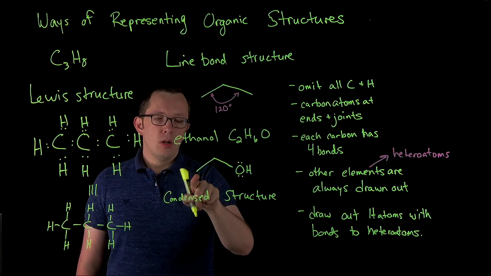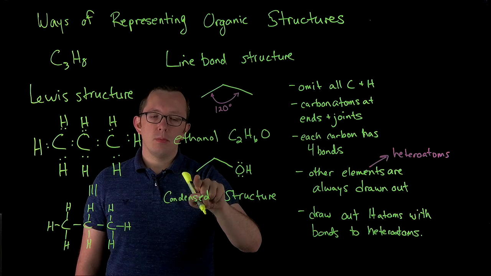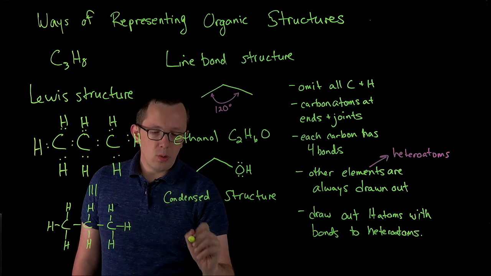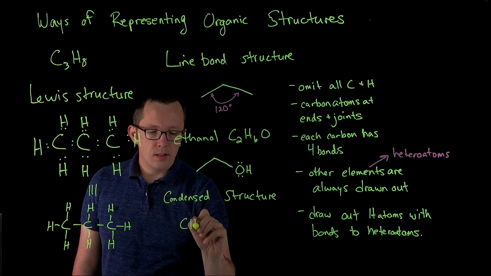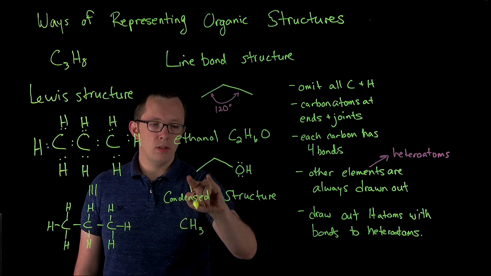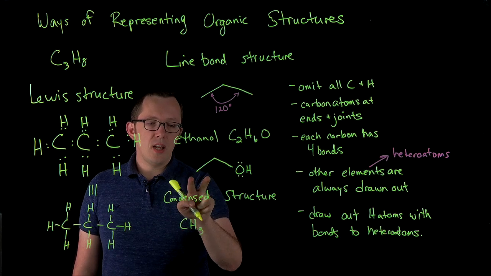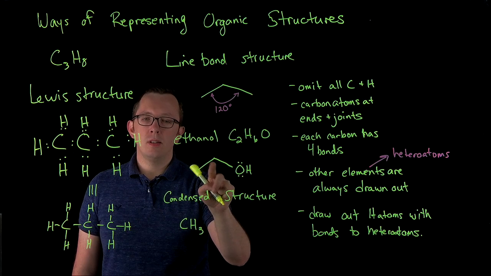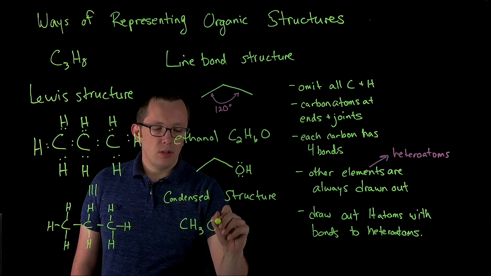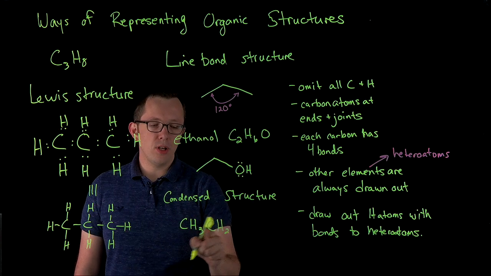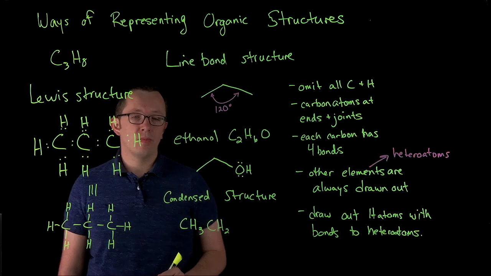So if we start on the left side, we have a carbon atom here. This carbon has 3 hydrogens on it. So in condensed structure, we would draw that out as CH3. This CH3 unit is right here, and it is attached to this carbon here. This carbon is a CH2 unit. So in the condensed structure, our CH3 has a bond to CH2.